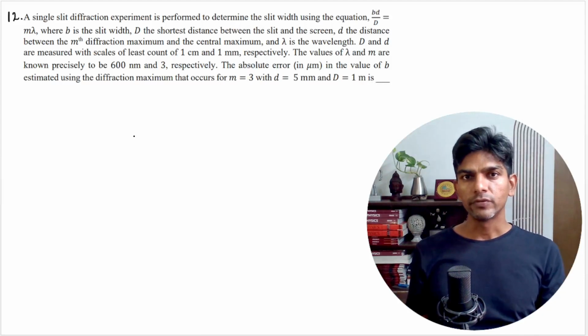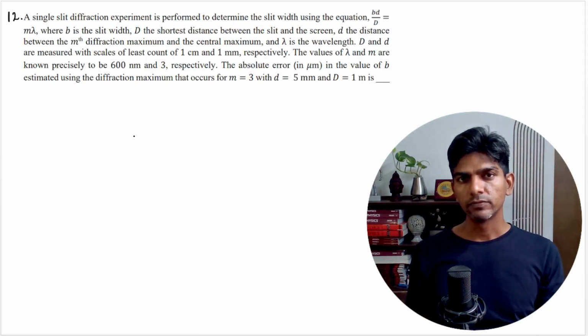So this is question 12 of JEE Advanced 2025 paper 1. A single slit diffraction experiment is performed to determine the slit width using the equation bD by D is equal to m lambda, where b is the slit width, D is the shortest distance between the slit and the screen, and small d is the distance between the mth diffraction maximum and the central maximum, and lambda is the wavelength. And capital D and small d are measured with scales of least count 1 centimeter and 1 millimeter.